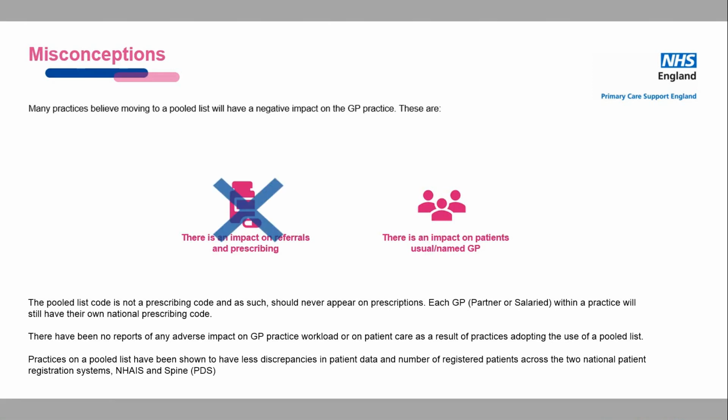The pooled list code is not a prescribing code, and as such should never appear on prescriptions. Each GP, partner or salaried within a practice will still have their own national prescribing code. There have been no reports of any adverse impact on GP practice workload or on patient care as a result of practices adopting the use of a pooled list. Practices on a pooled list have been shown to have less discrepancies in patient data and number of registered patients across the two national patient registration systems, NHS and SPINE.